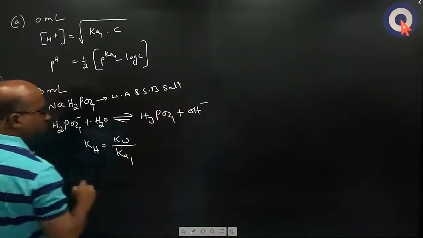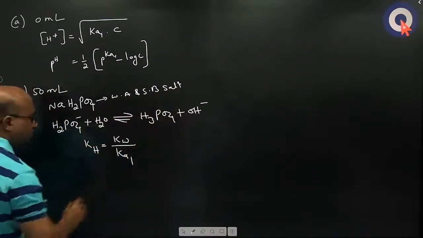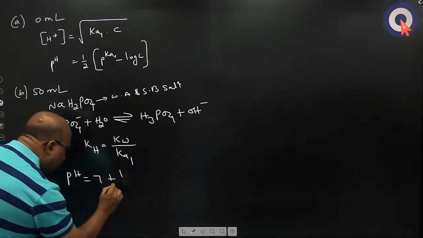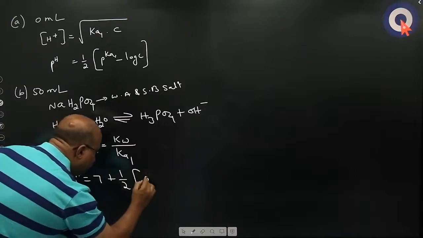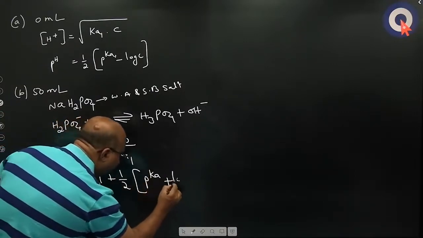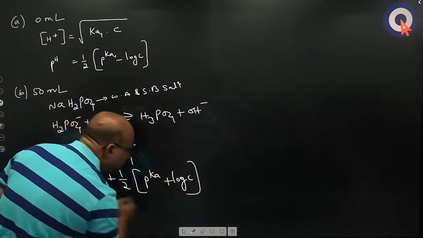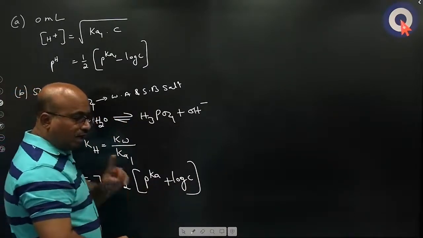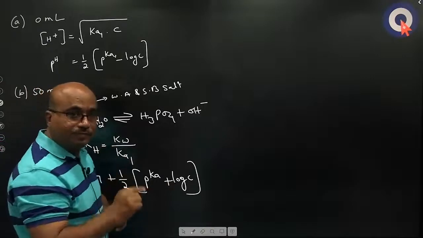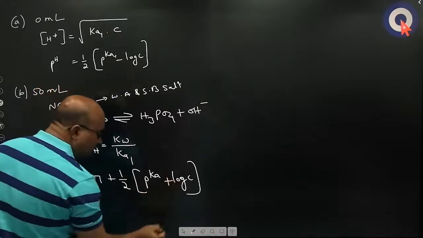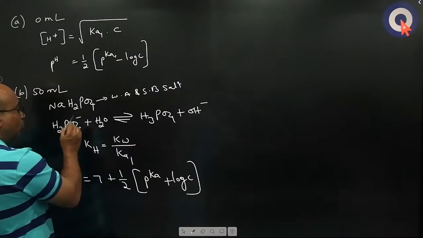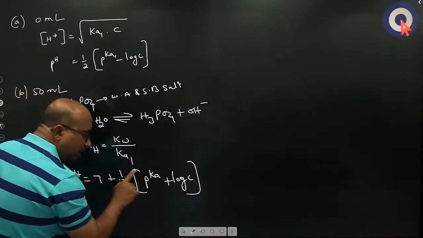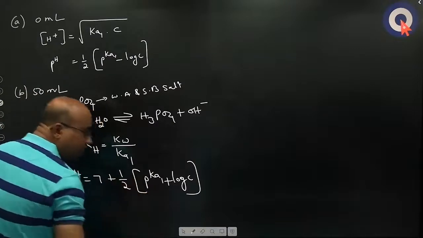What is the general expression we have for a salt of weak acid and strong base? pH is equal to 7 plus half into pKa plus log of C. But what is this C? It's the concentration of the ion which undergoes hydrolysis. So what is that ion here? It's nothing but H2PO4 minus. But what is this Ka? It's the first ionization constant, that is Ka1.